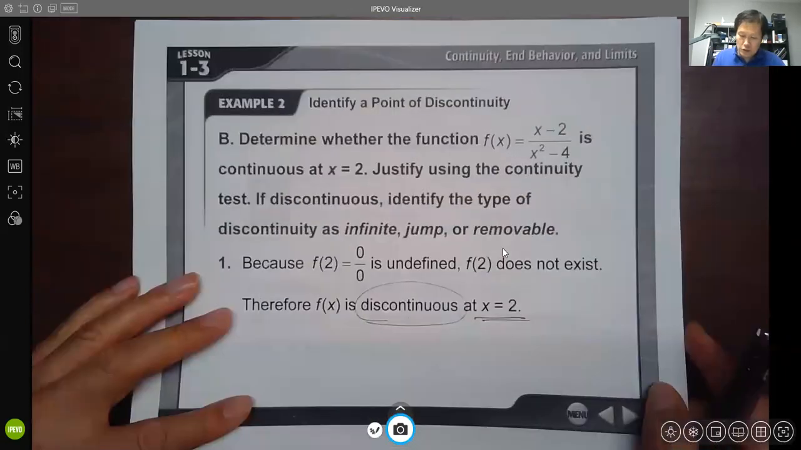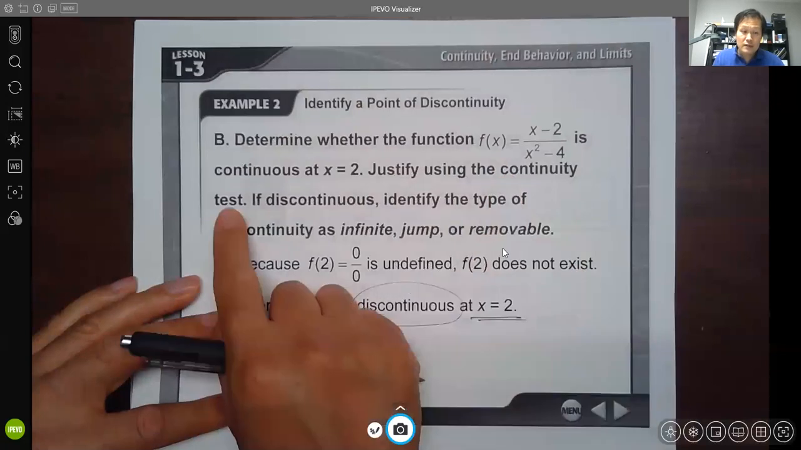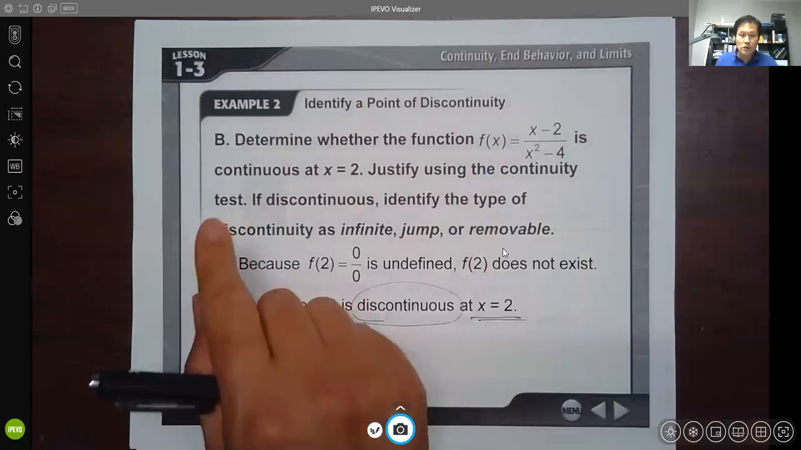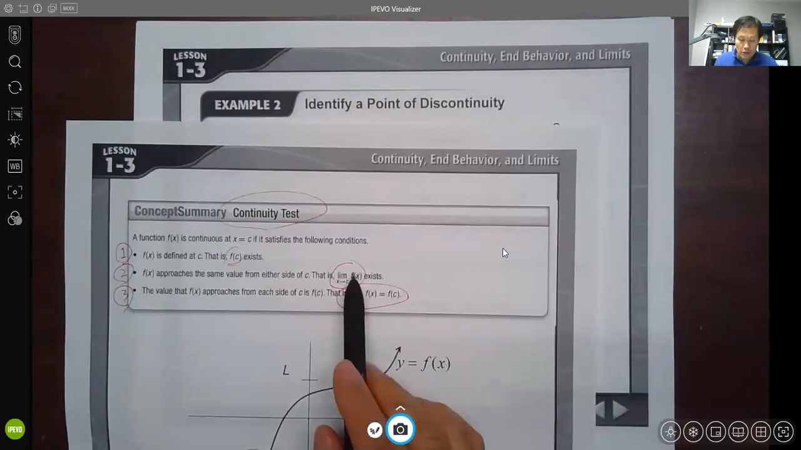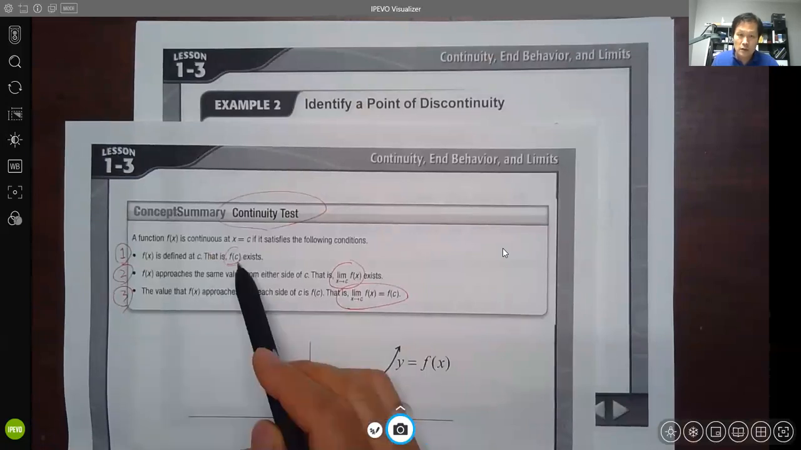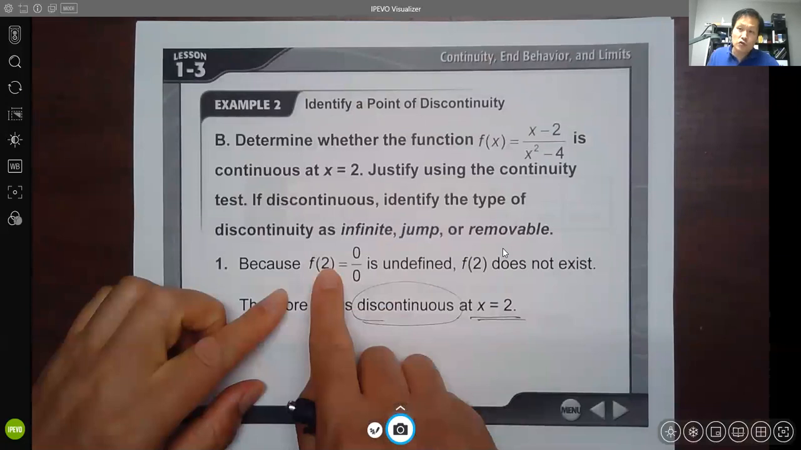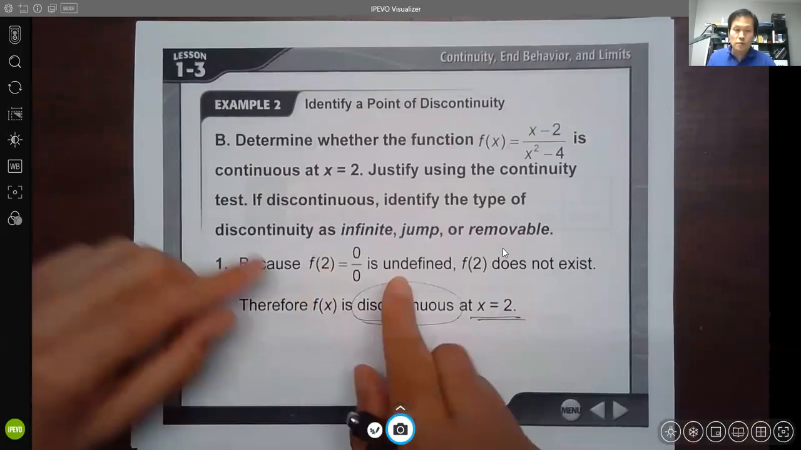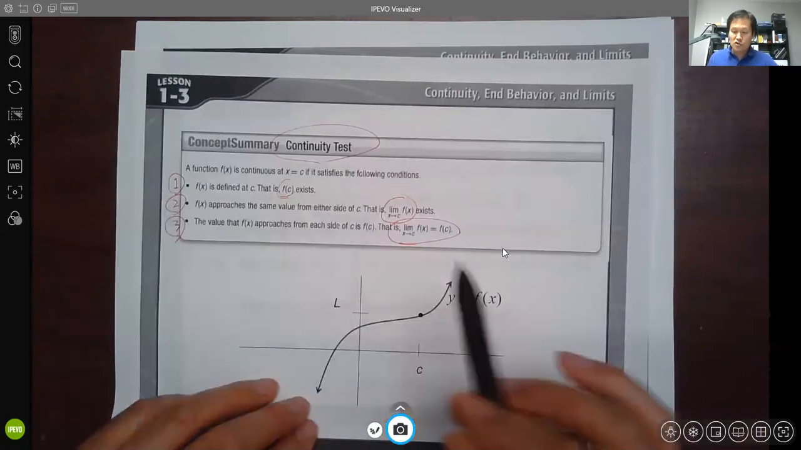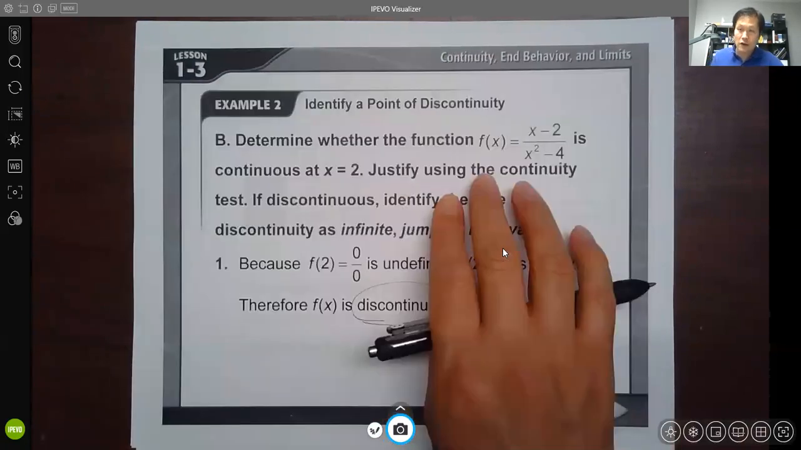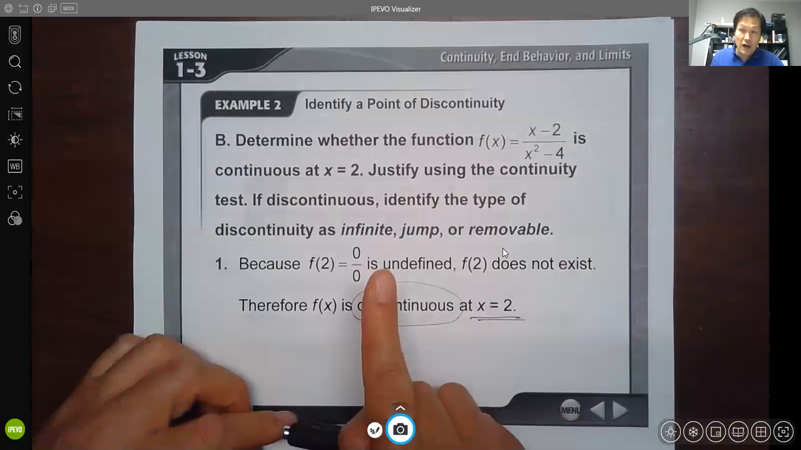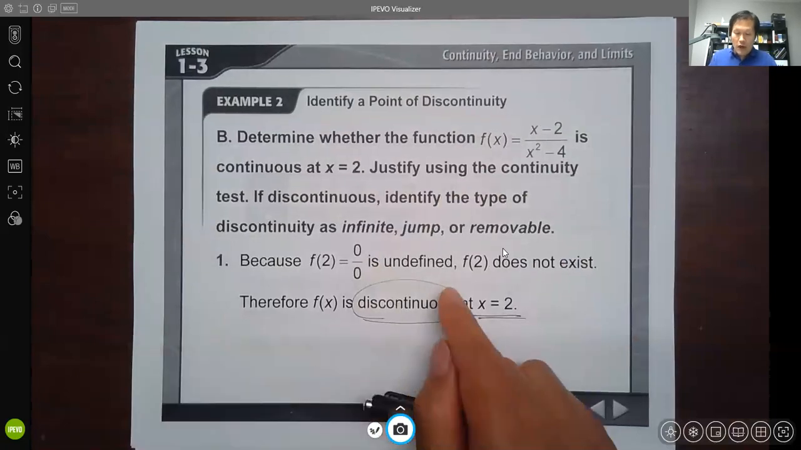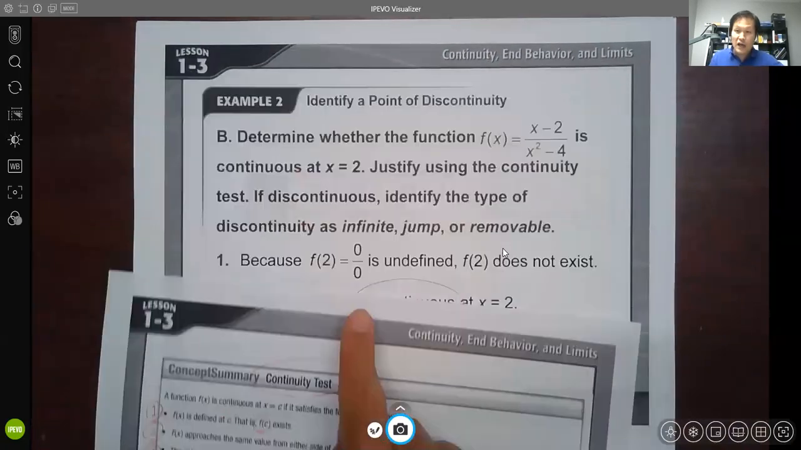Well, I'm asking you to use a continuity test. So you have to do condition 1, 2, 3, and all that. Condition 1, we already did it. We plug in 2 for the value of x, f of 2, and it was undefined. So condition 1 is busted. Continuity test, done deal right there. Condition 1 is undefined, so f of 2 does not exist.